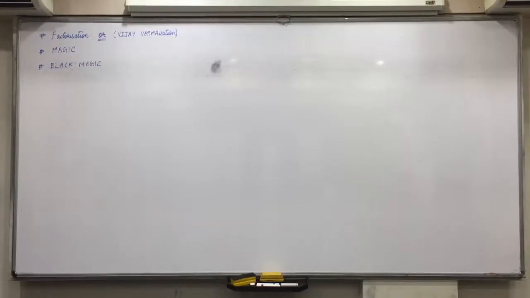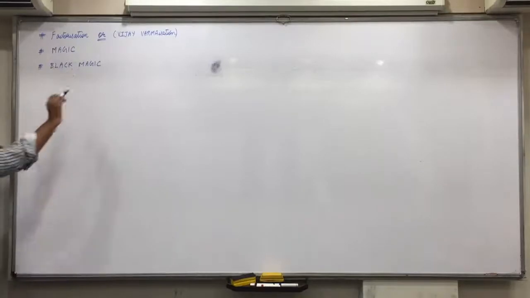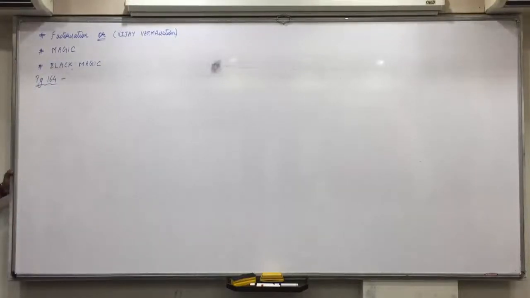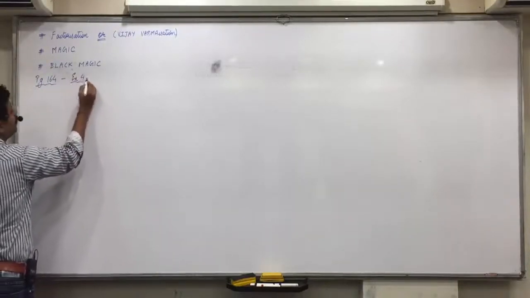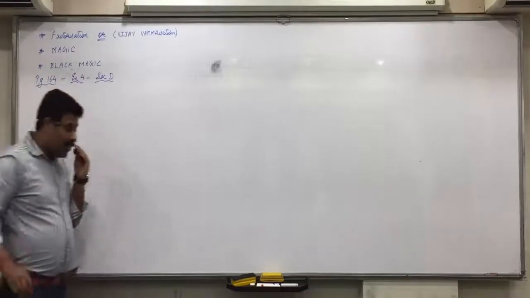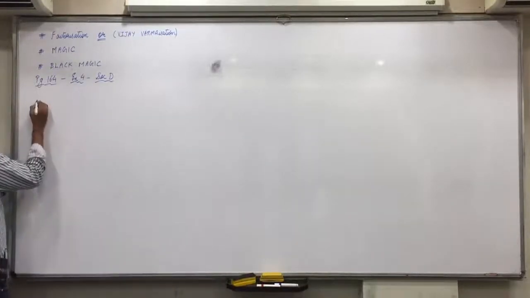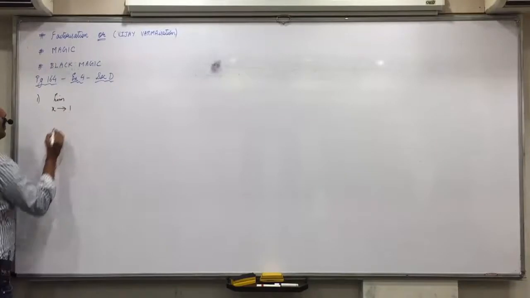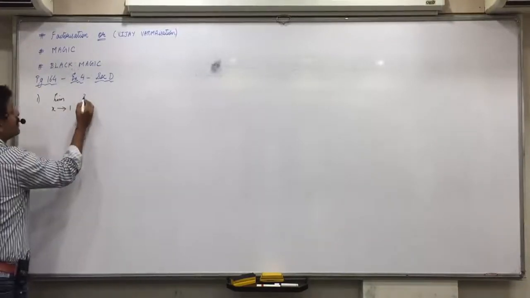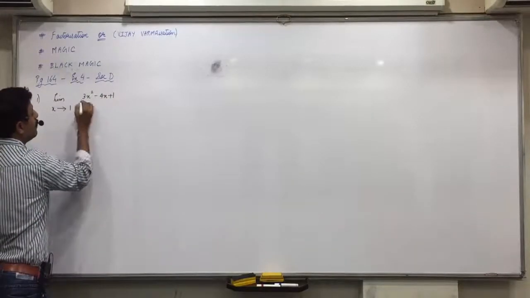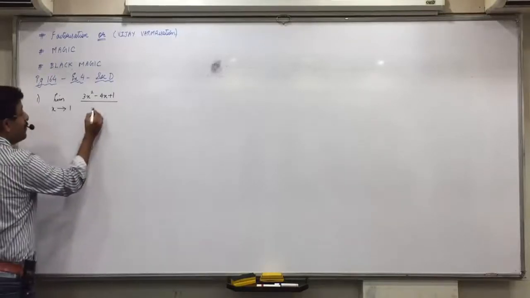Page number 164. You don't have to solve it, just understand the concept first. Page 164, exercise 4, section D. Now, first question, understand how to do it by factorization method. Limit x tends to 1, (3x square minus 4x plus 1) divided by (x minus 1).